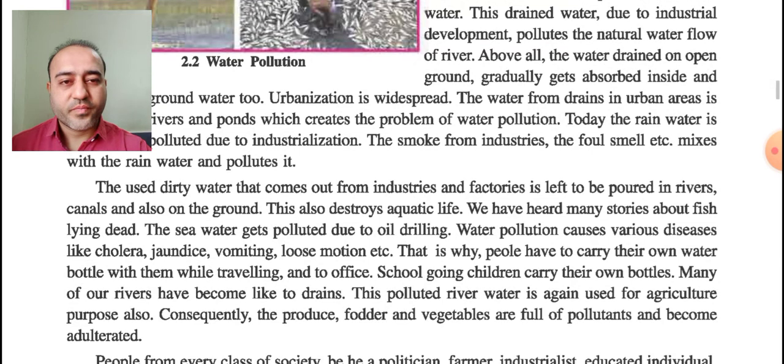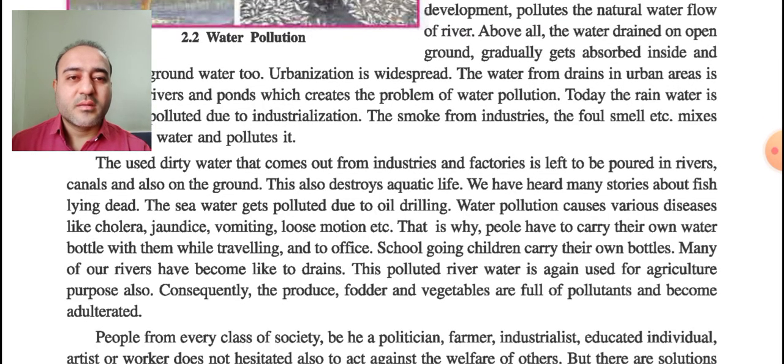Okay. The sea water also gets polluted due to oil drilling. Right? We all know that the oil which we use is drilled out from the sea area. You might have seen the plant of Reliance Industries. Right? The oil drilling process takes place in the sea itself. Okay.